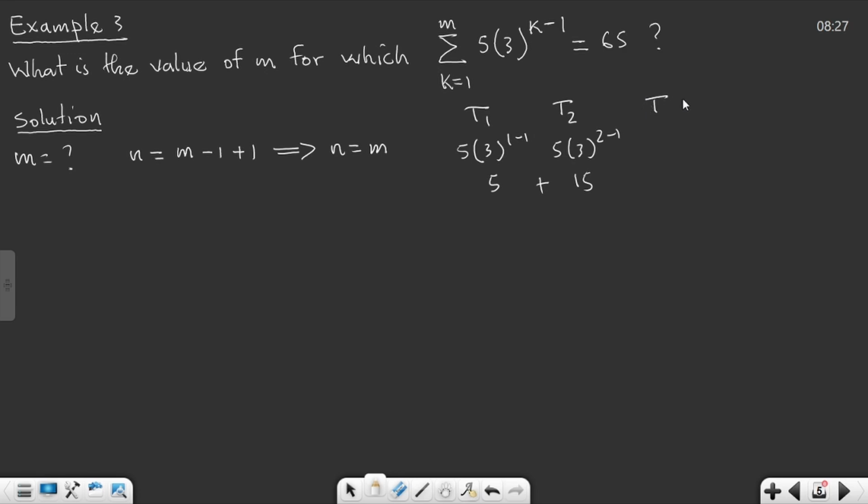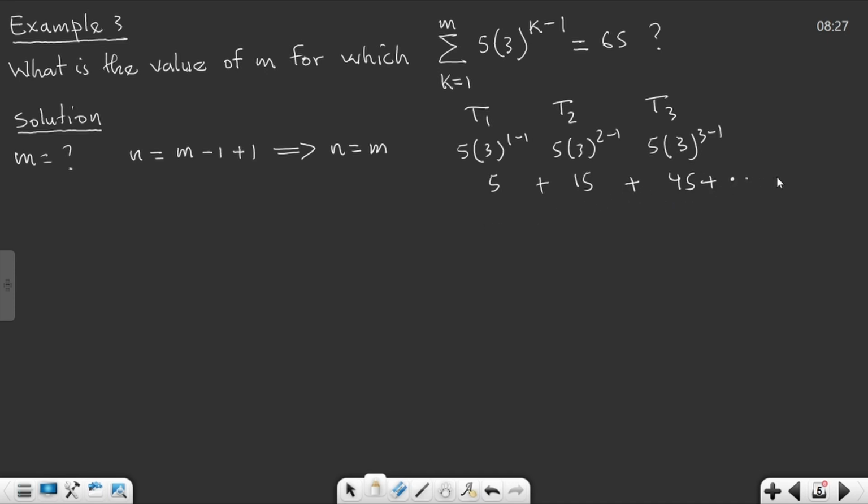What is T3? You can see that you still use the same general term, and then you just replace your value in the place of K. So you're starting from 1 and then you go to 2, 3, 4, and so on. So it will be to the power of 3 now, minus 1, and this is 2. 3 to the power of 2 is 9. 9 times 5 is 45.